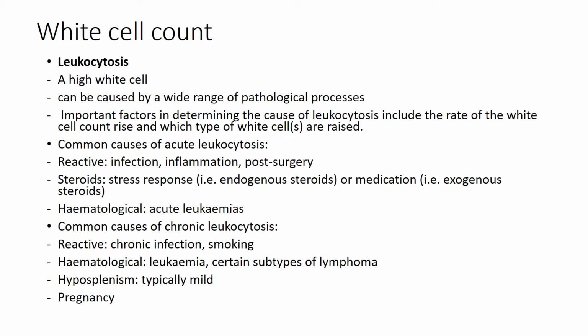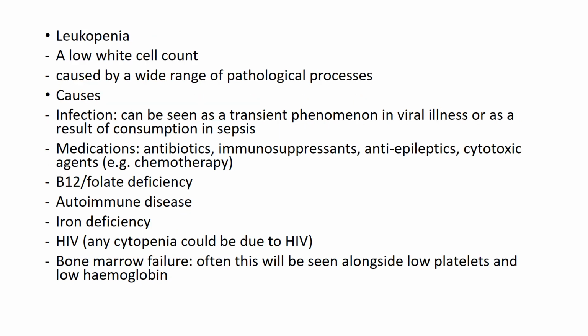Common causes of acute leukocytosis include reactive causes, for example infection, inflammation, post-surgery, the use of steroid, or stress response, meaning endogenous steroid which has been released, or due to medication, for example exogenous steroid. The other cause of acute leukocytosis is hematological, for example in the case of acute leukemia. Common causes of chronic leukocytosis include reactive causes, for example in chronic infection or smoking, hematological disorders, for example in leukemia or certain subtypes of lymphoma, in the case of hyposplenism, and in pregnancy.